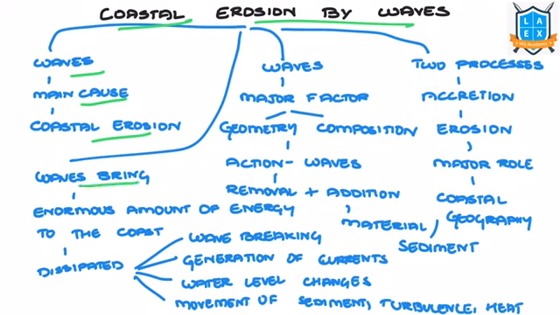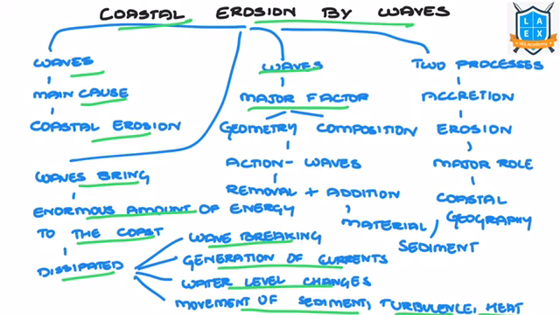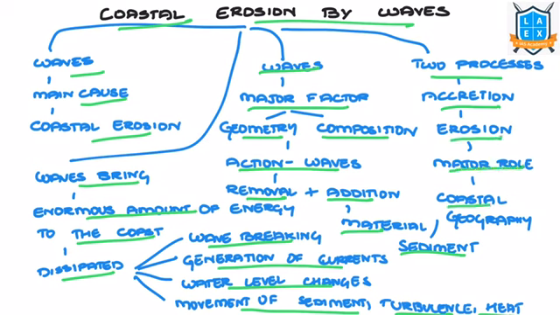Waves bring an enormous amount of energy to the coast that is dissipated through wave breaking, generation of currents, water level changes, and movement of sediments, turbulence, and heat. Waves are the major factor in determining the geometry and composition of the beaches. The action of waves dictates the processes of removal and addition of material or sediment on the coast. The two processes of accretion and erosion play a major role in defining the coastal geography.